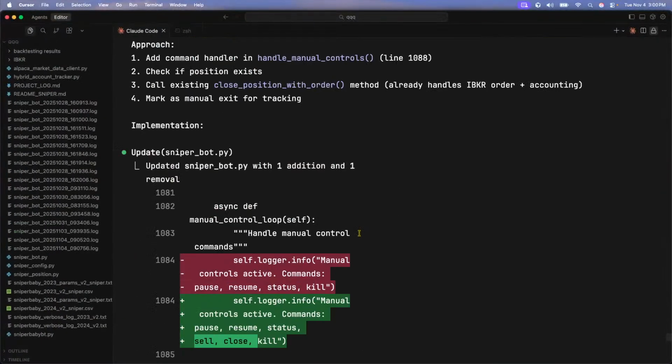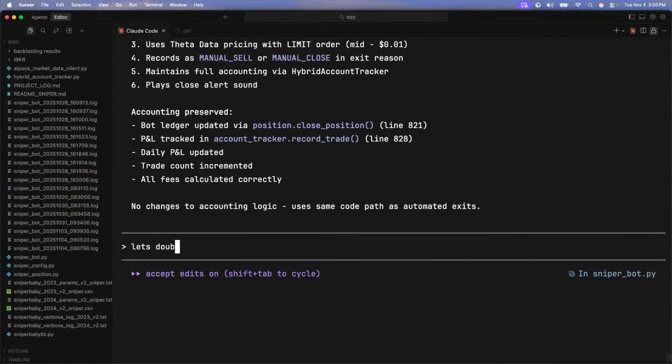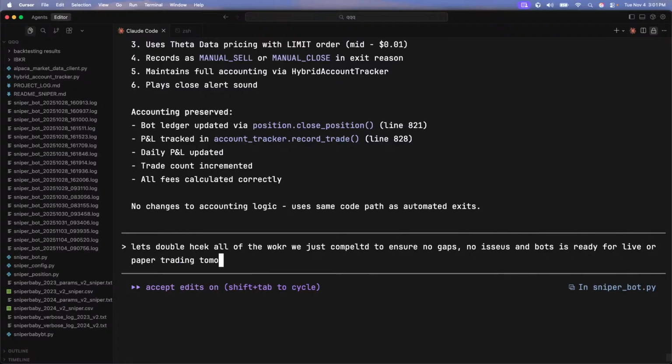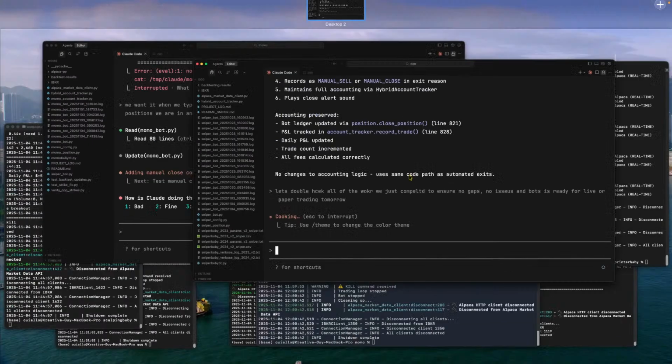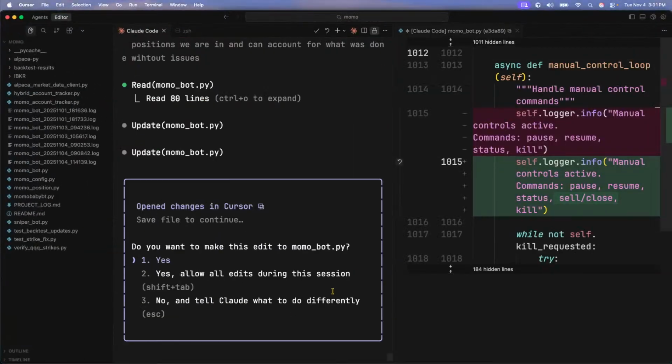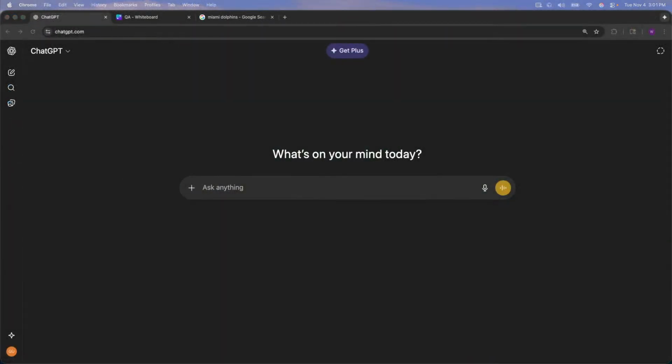All right, so you're good. Let's double check all of the work we just completed to ensure no gaps, no issues, and bot is ready for live or paper trading tomorrow. I'm gonna let you go. Same thing, because that's one thing that I noticed.